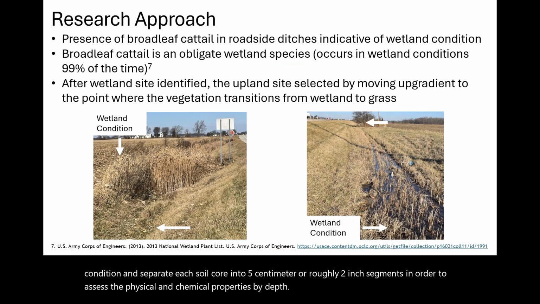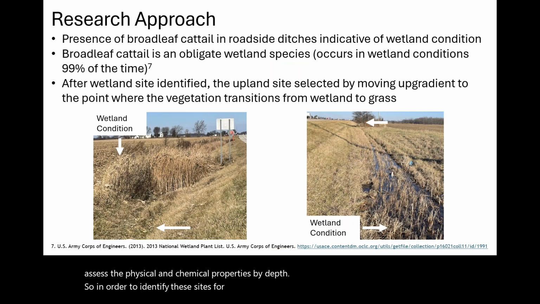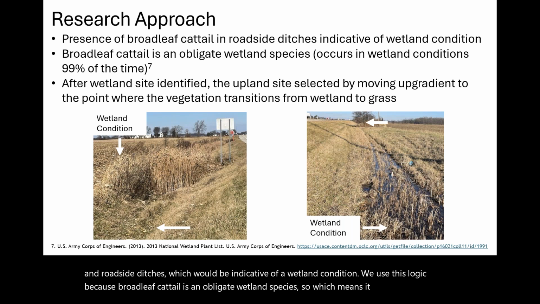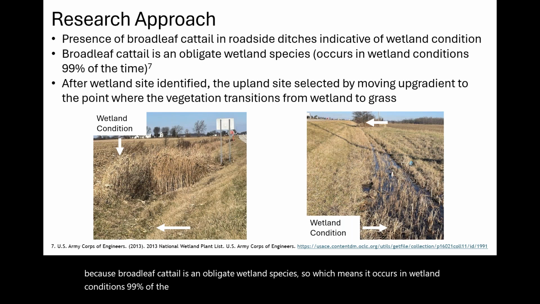So in order to identify these sites for sampling, we looked for the presence of broadleaf cattail in roadside ditches, which would be indicative of a wetland condition. We use this logic because broadleaf cattail is an obligate wetland species, which means it occurs in wetland conditions 99% of the time. And so by identifying this obligate wetland vegetation, we can use that to identify wetland conditions themselves.